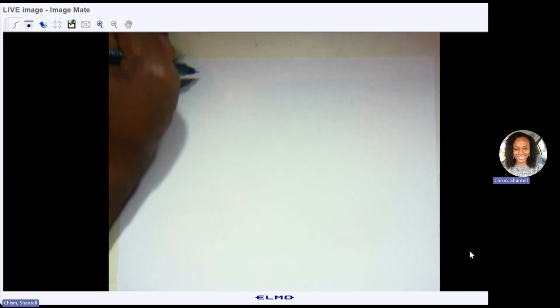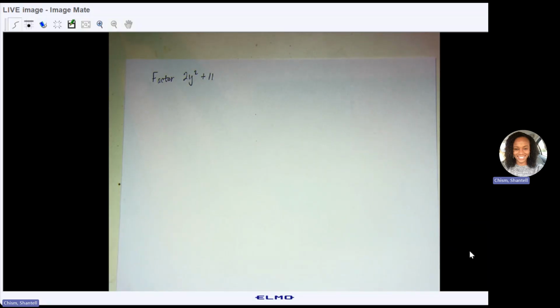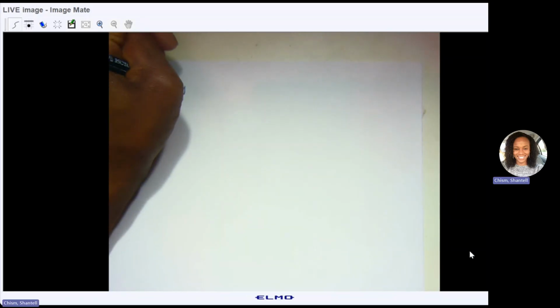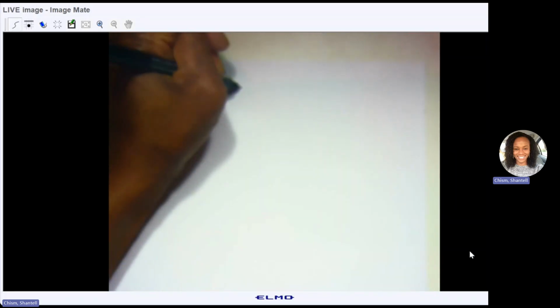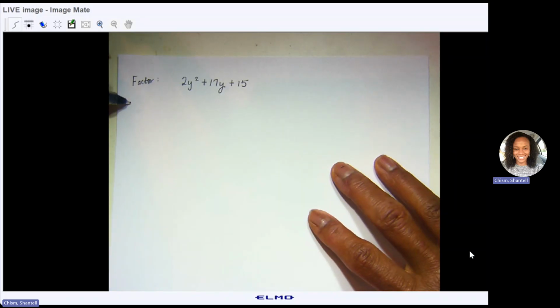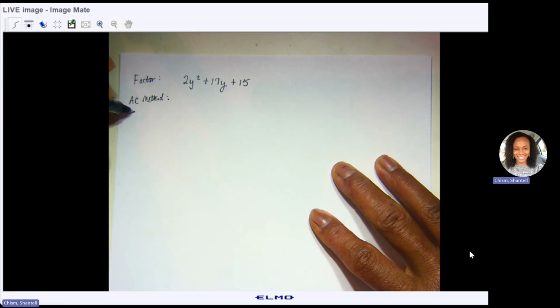So this example, we've got 2y squared plus 17. Let's rewrite that. 2y squared plus 17y plus 15. And it says factor. Okay. So with this one, I'm going to use AC method first. I'm going to do both methods. So let's examine. A is 2, B is 17, C is 15.